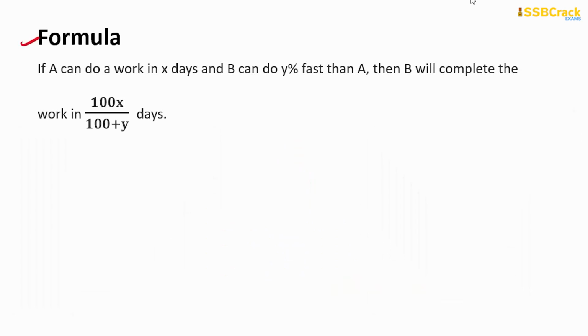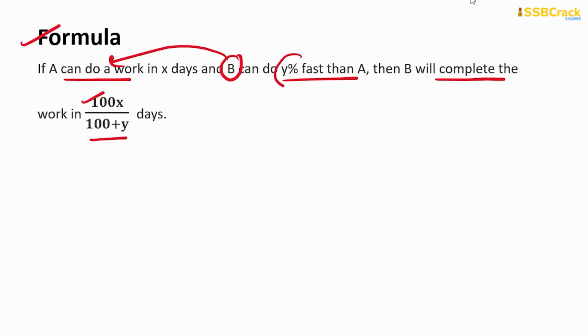So this is the formula, and it states that if A can do a work in X days and B can do Y% faster than A, then B will complete the work in 100x upon 100 plus Y days. Right? So here we are given that B is more efficient than A. And how much more efficient? He is Y% more efficient or faster than A. Then in that particular case, if A can complete a work in X days, then in how many days will B complete the work? So B will complete the work in 100x upon 100 plus Y days.